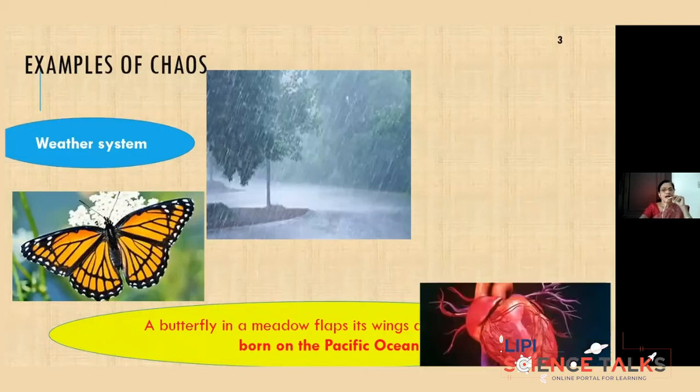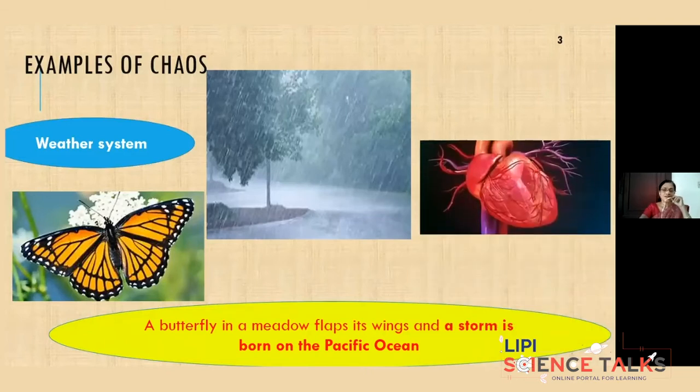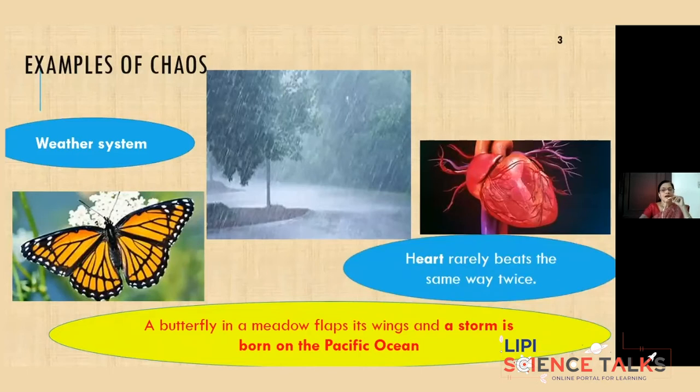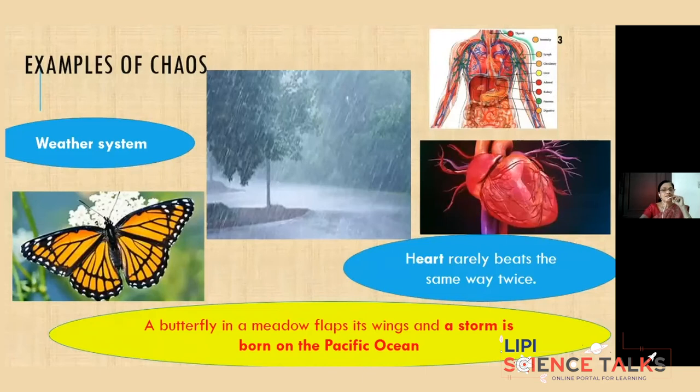And also we have the heart. The heart is also a chaotic system. The heart never beats the same way again. And the human body itself is a chaotic system. All these are evolving as chaotic systems. That means you cannot predict their course of events, even though you can calculate and determine it using equations.